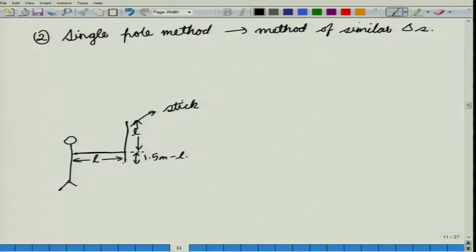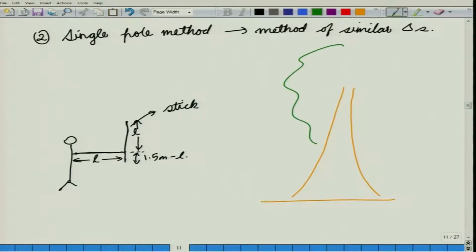So, he is holding this stick in such a fashion that the length of his arm and the length of the portion of the stick above his arm is the same. Now, he takes this stick and then he goes into the field and there he sees a tree.